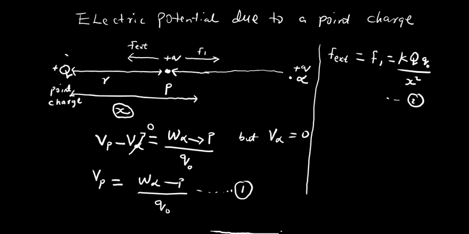Then calculating the work done, which is force multiplied by the displacement, can only be done when the force is constant. But in this case of the test charge, the force will vary according to the displacement.